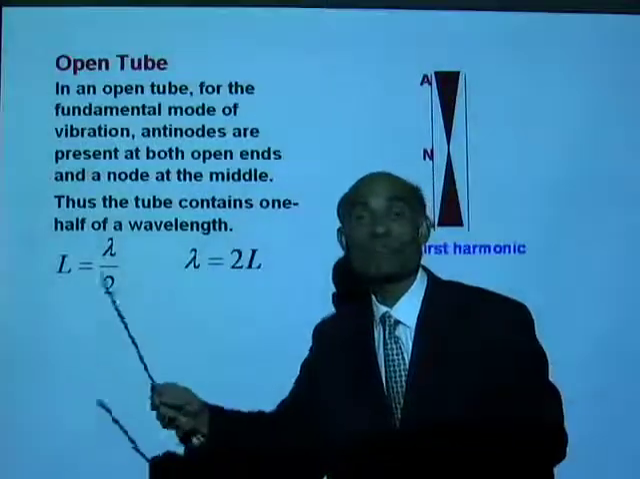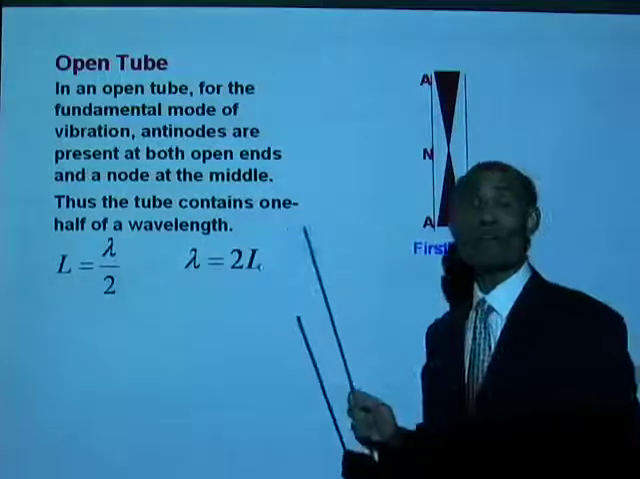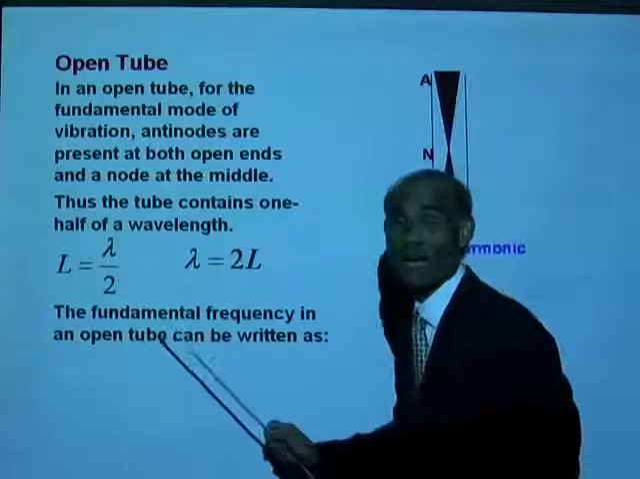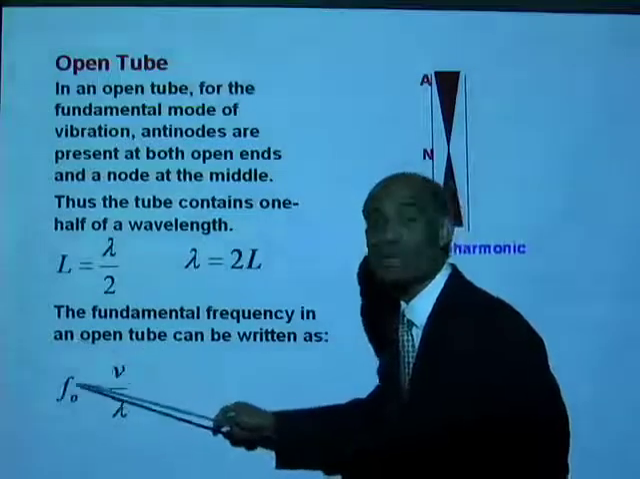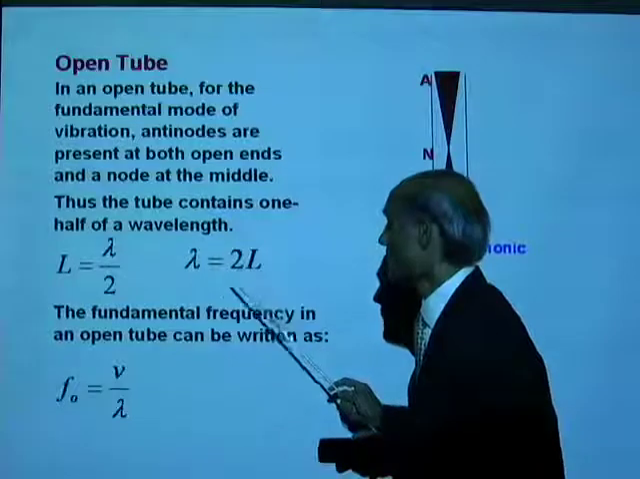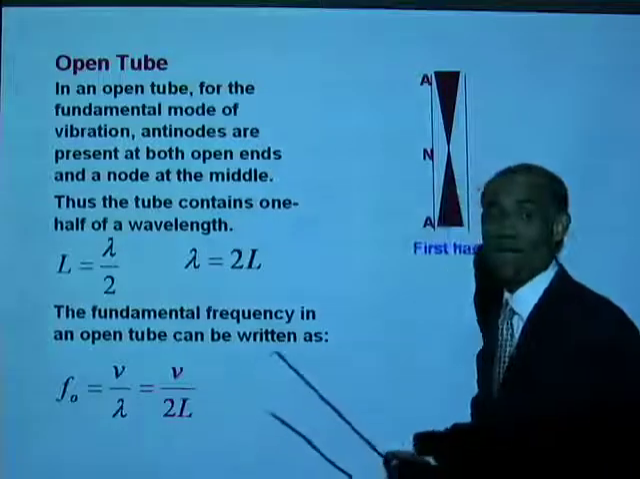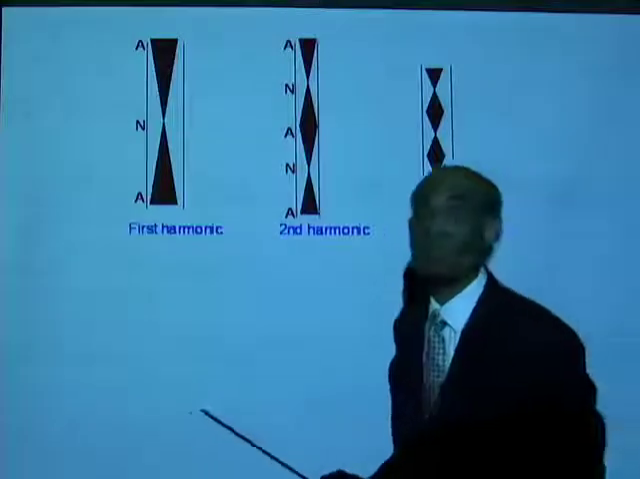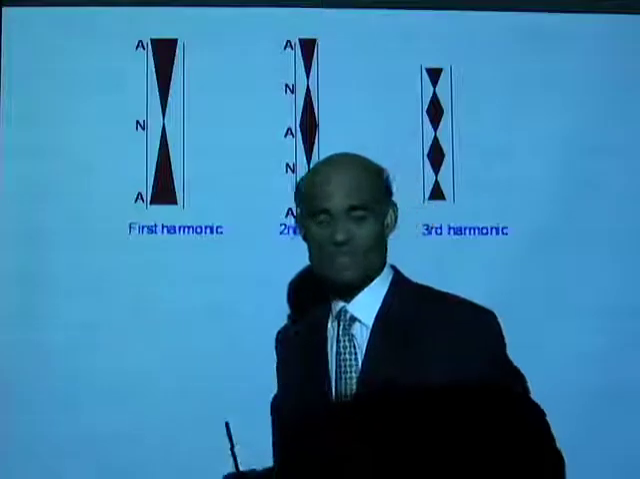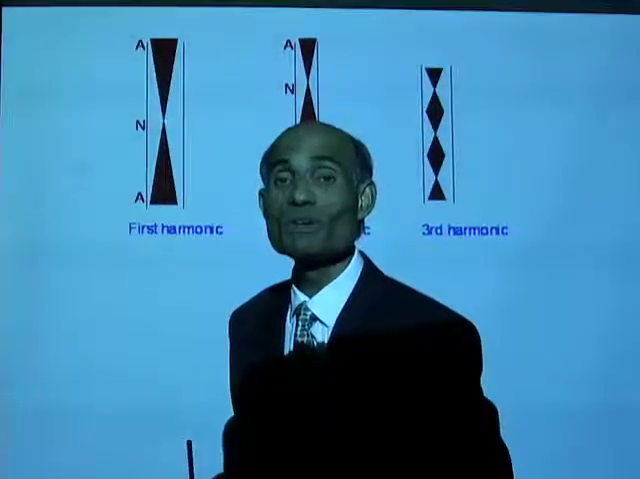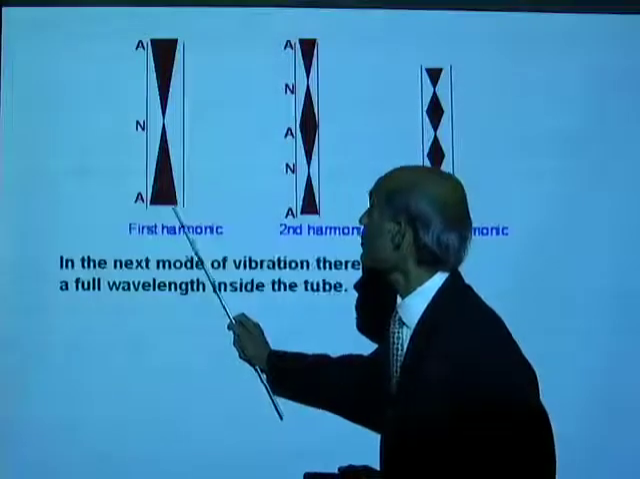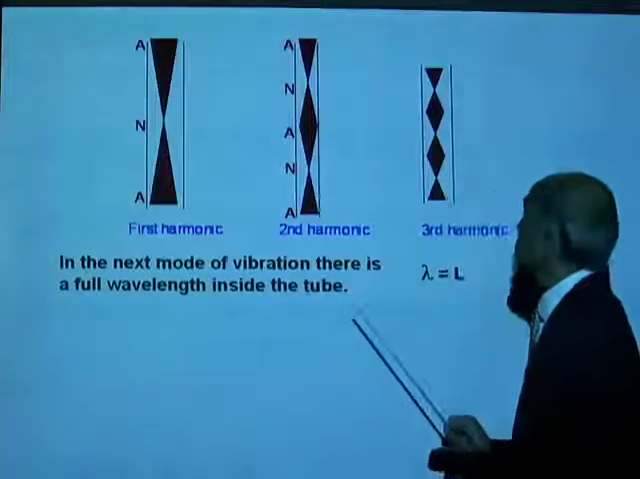Let's write down an equation for the fundamental frequency of the open tube. The fundamental frequency in an open tube can be written as F0 equals V over lambda, and that lambda equals 2L, so that will be V over 2L. What is the frequency of the fundamental in an open tube? It will be V over 2L. The frequency of the fundamental is V over 2L.